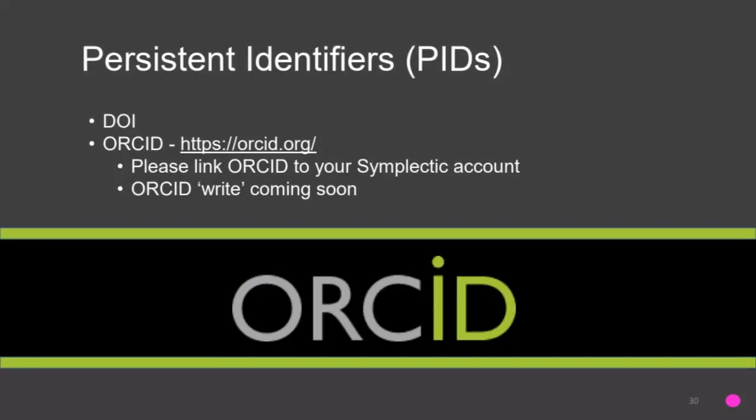Link it to your Symplectic account. Again, if you're not sure about this, look on the website. We can help you with anything. This is an old slide. ORCID write coming soon. It's actually there now. So in the Symplectic system, if you've got any publications that are in that system, you can write that data and your affiliation over to your ORCID profile. Makes it a bit easier. And again, if you're not sure how to use it, give us a shout and we can help you with that.